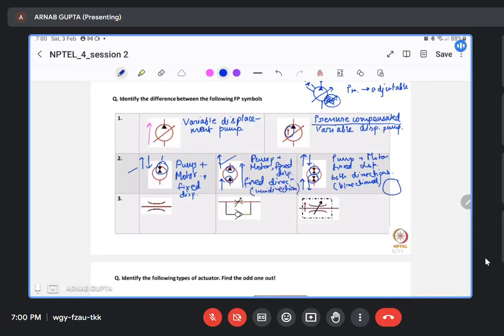So here you can understand, if it was simply like this, then it was a bidirectional motor. If it was like this, then it was a bidirectional pump. So this is nothing but a combination of these two.